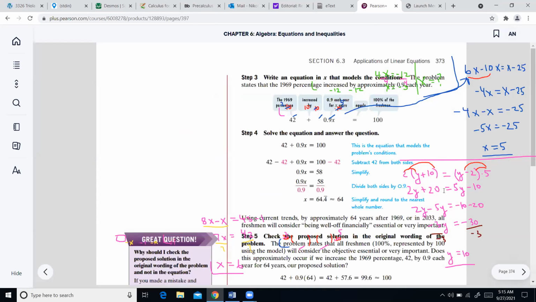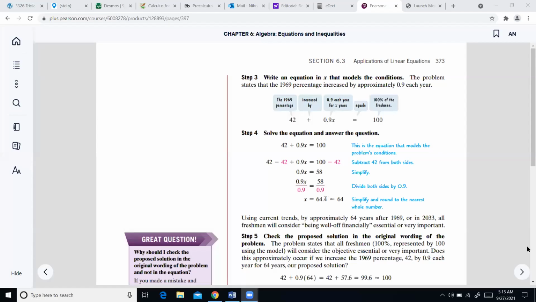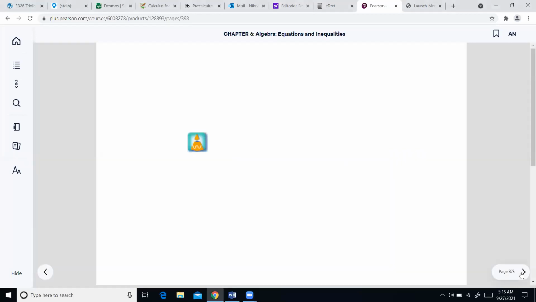And it turns out, let me clean what I wrote here, that we usually produce an equation whenever we need to answer a question in a word problem.